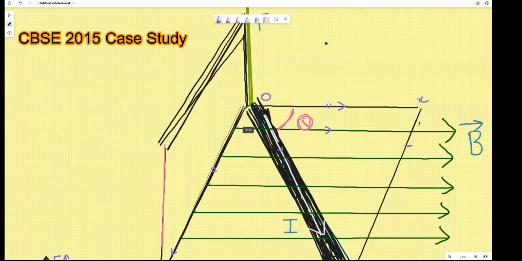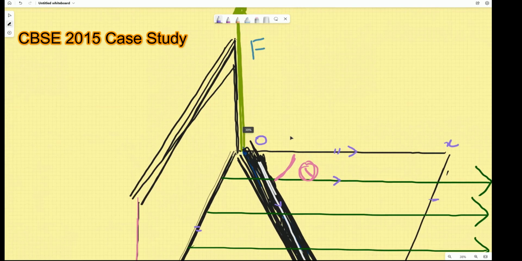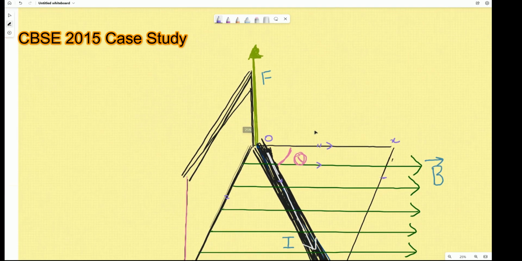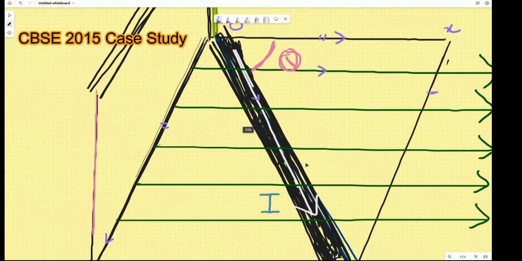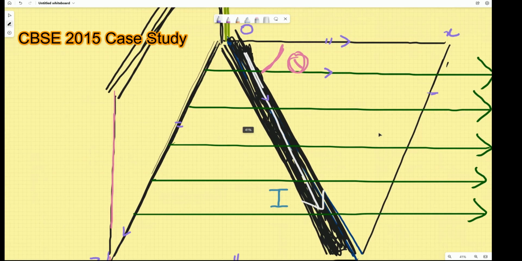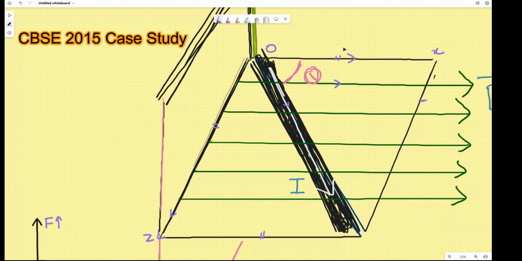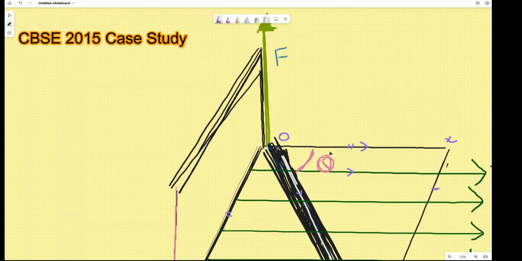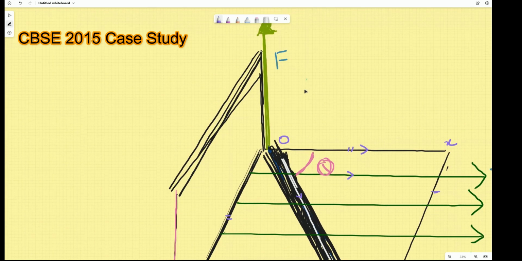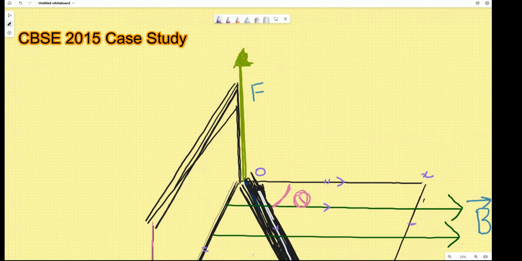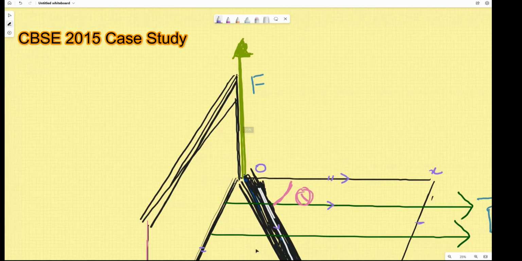Now, if you see this particular arrangement in which the current carrying conductor and the magnetic field make an angle theta, what is our result? What is the effect? The effect is that the conductor experiences an upward force, in the y-axis maybe.